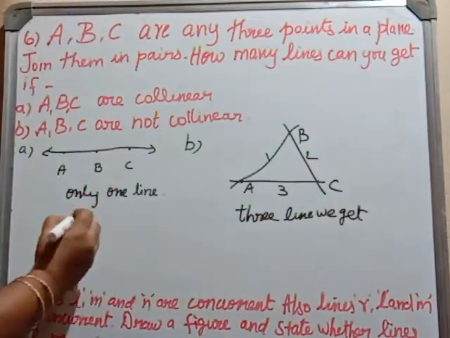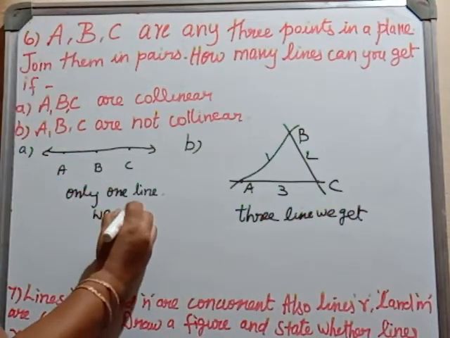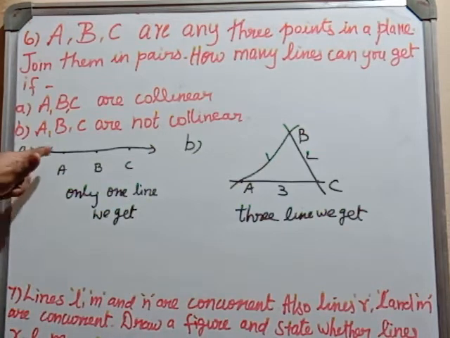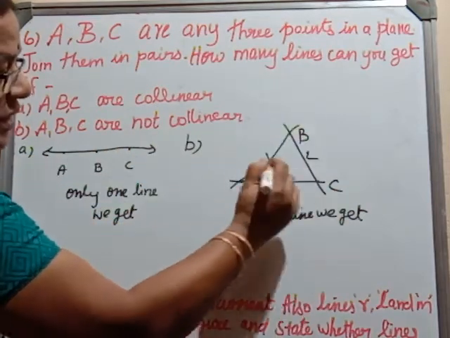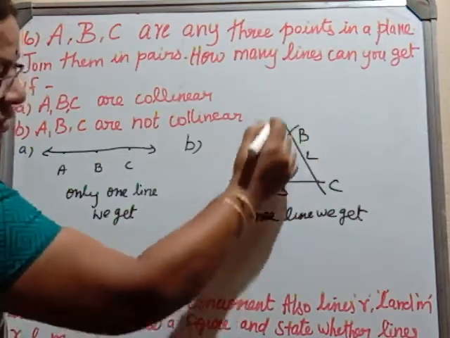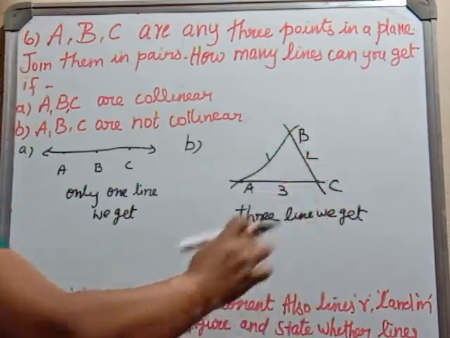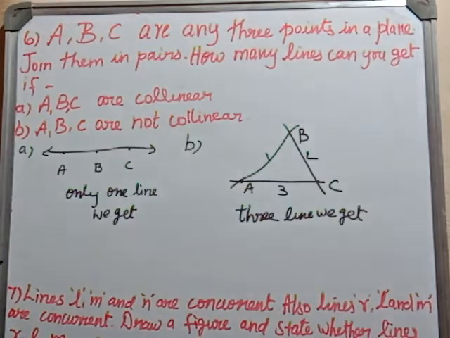Here only one line we get, because all 3 points lie on the same line. That is called collinear points. So we'll get only one line. Here it's not collinear, so we will get 3 lines. They are intersecting each other. So we'll get 3 lines.